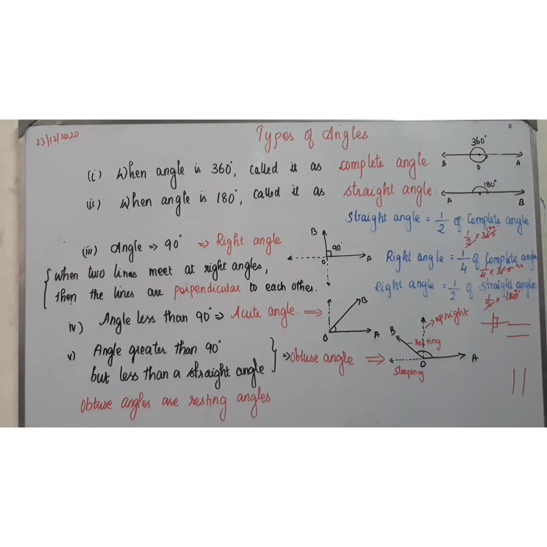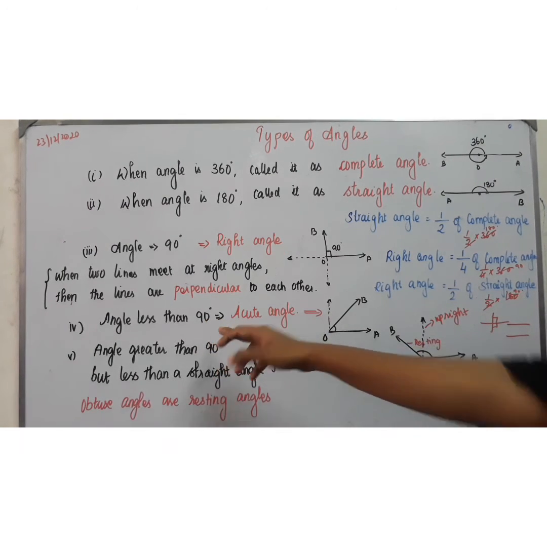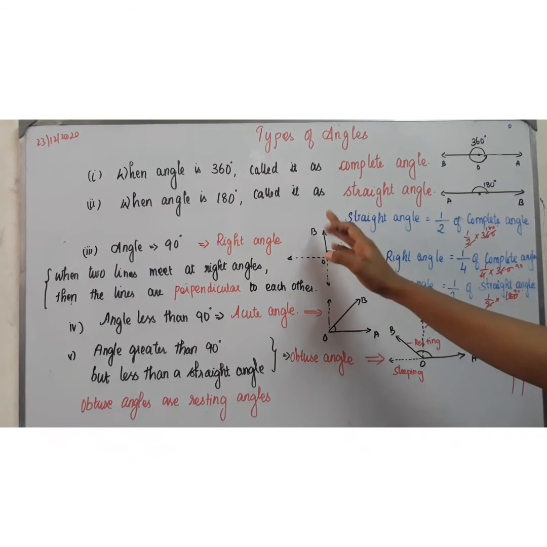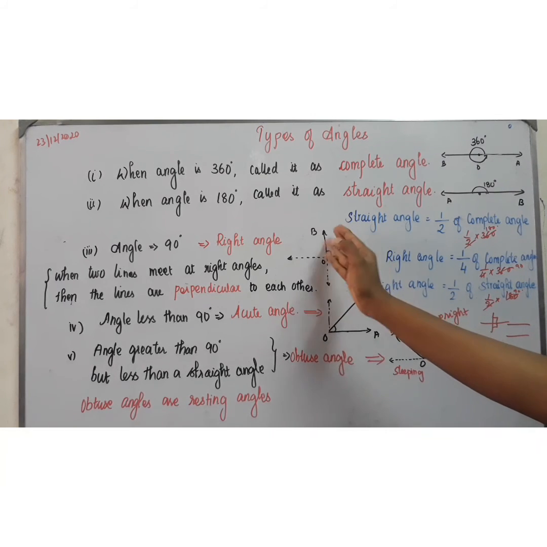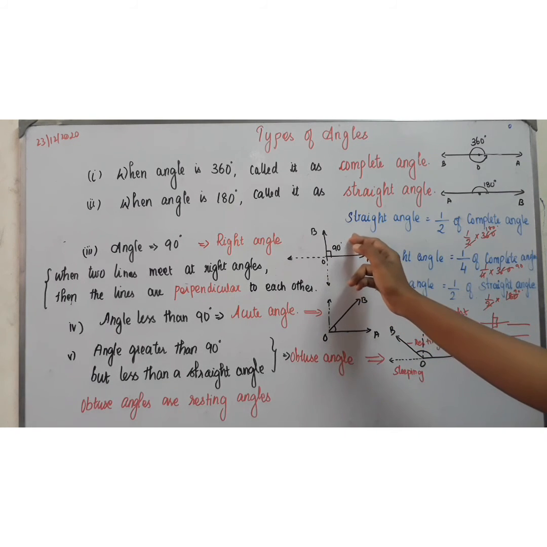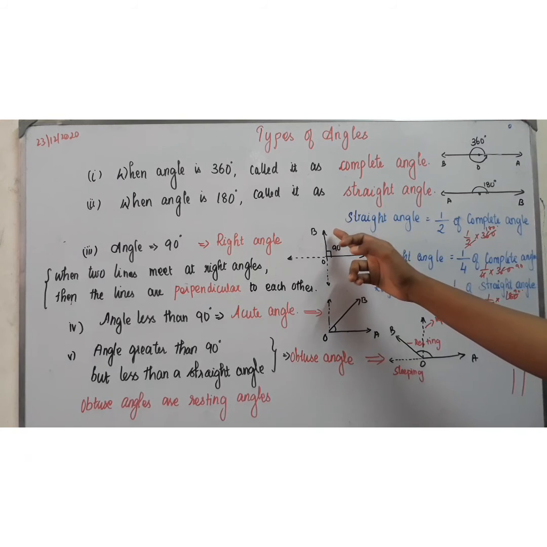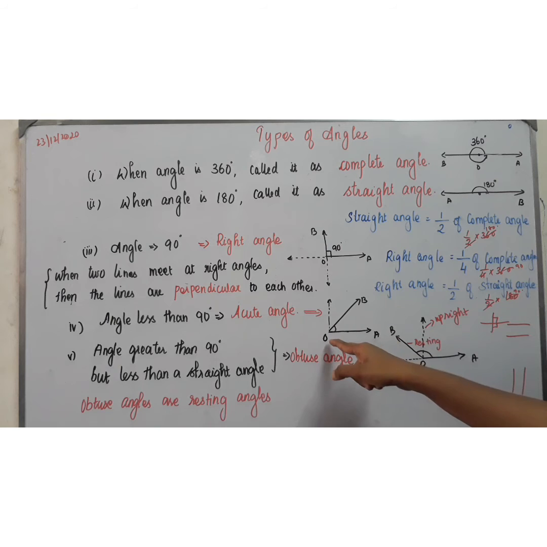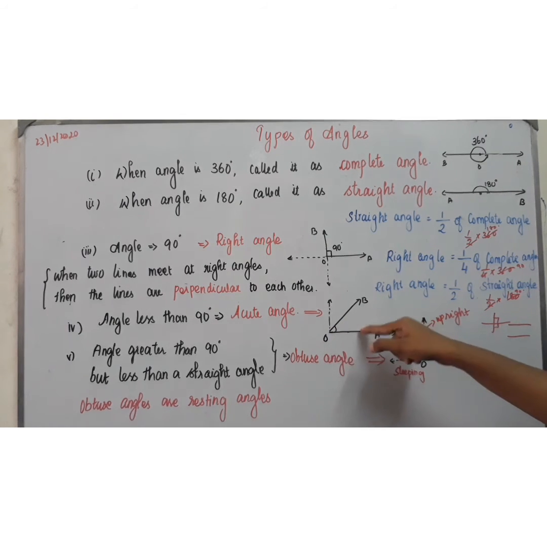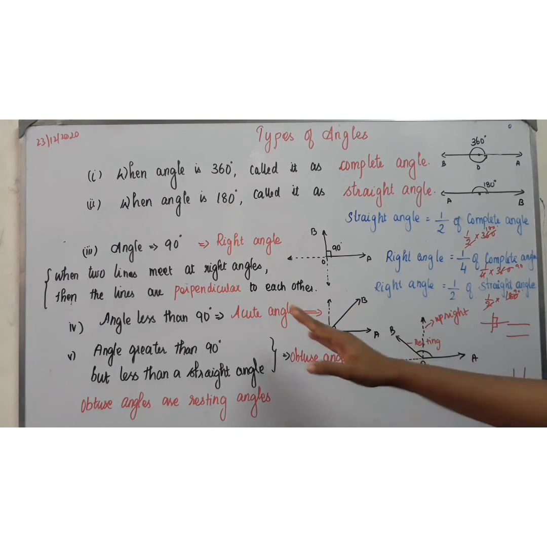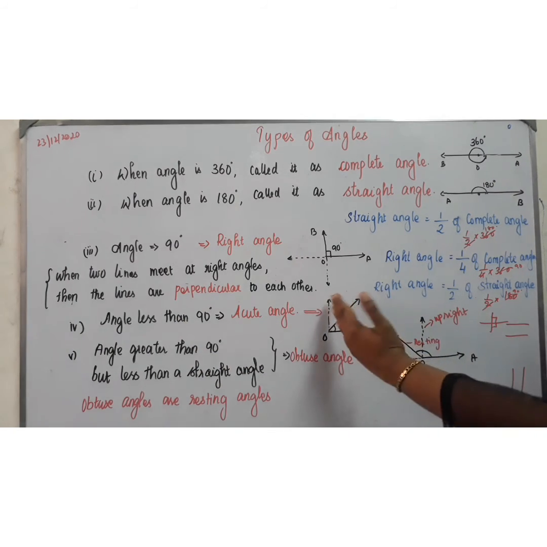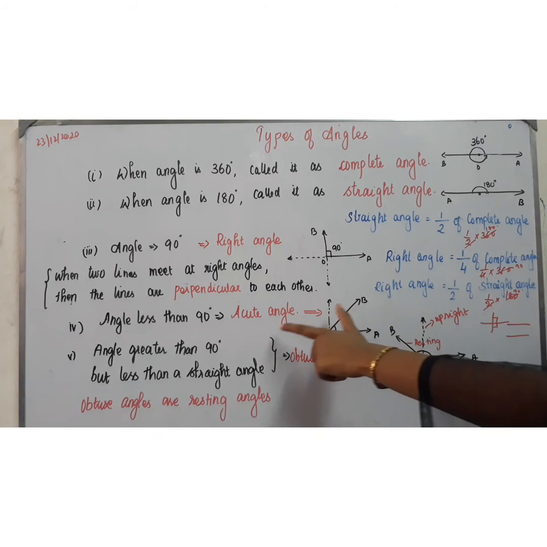Then acute angle. Fourth one is acute angle. Acute angle means angle less than 90°. See here, this is 0 to 90, right? So less than 90° means it will be like this. Here, maybe 10, 20, 30, 35, 40, 45, 50, 60, 70, 80, all this comes under acute angle. See here, OA is there and OB here I have put. Anywhere you can put in between. The only rule is the angle should be less than 90°. When the angle is less than 90°, we call it an acute angle.